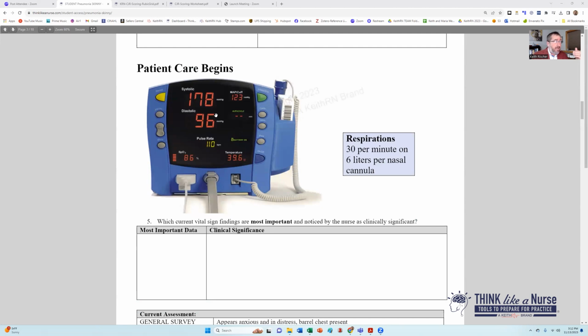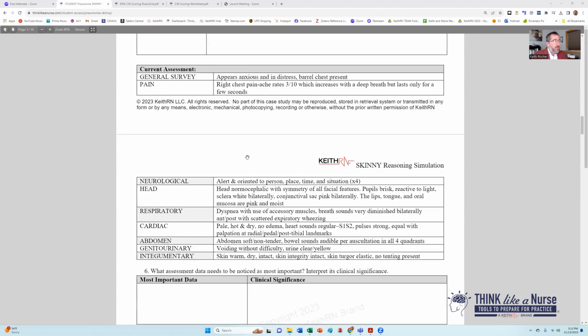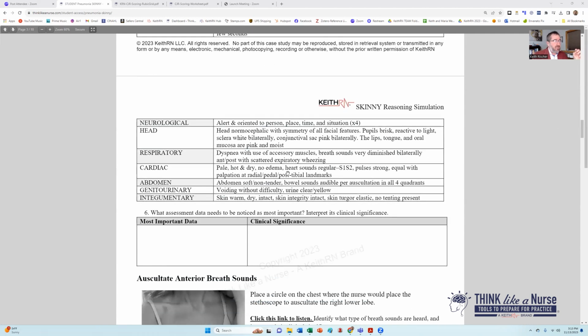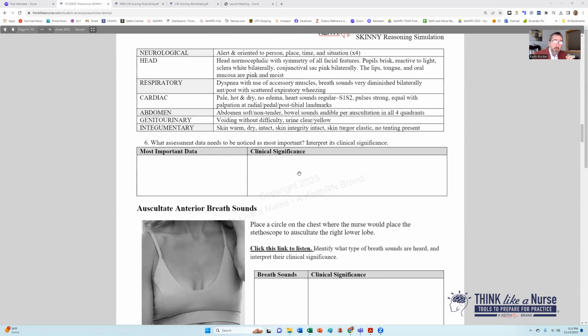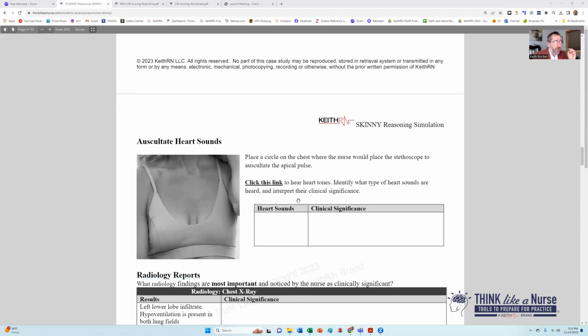And again, it looks like practice with a DynaMap. You have the blood pressure, the heart rate of 110, sats of 86%, fever of 39.6 Celsius, rate of 30. Again, what's most important? What does it mean? Then head-to-toe assessment, accessory muscle use, breath sounds diminished, etc. What's most important? What does it mean? Then we listen to breath sounds, identify what we're listening to. What does it mean? Same thing with heart tones.